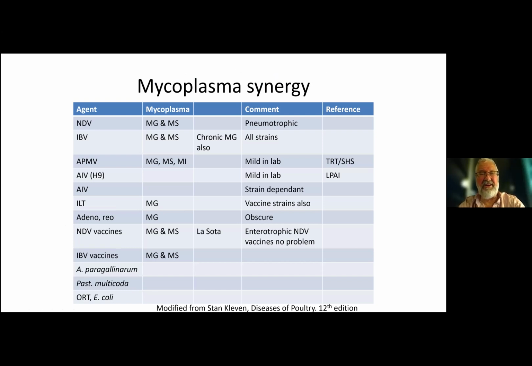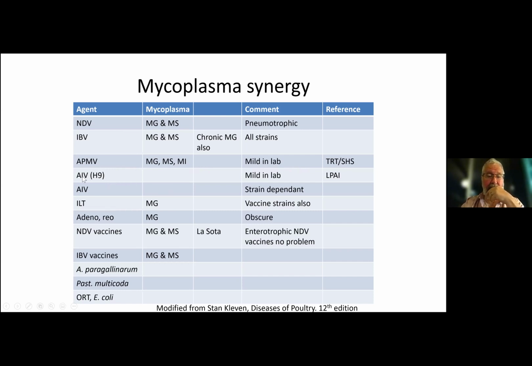So this thing about synergy, Mycoplasma infections and other infections is really quite interesting and been studied quite a lot. So a lot of agents here, like Newcastle, especially ones that have a trophism for the respiratory tract, can act synergistically. IBs, infectious bronchitis, avian pneumovirus like TRT, and that's interesting too because TRT by itself is very mild in the lab, but you whack Mycoplasma in there and all of a sudden it escalates up to be quite a strong respiratory disease.